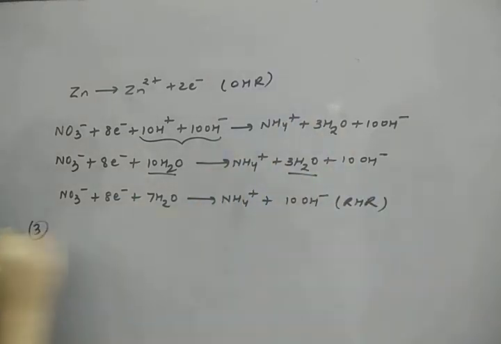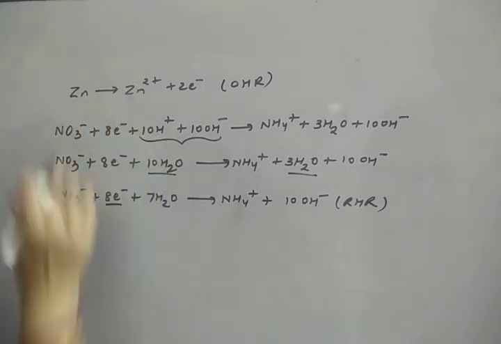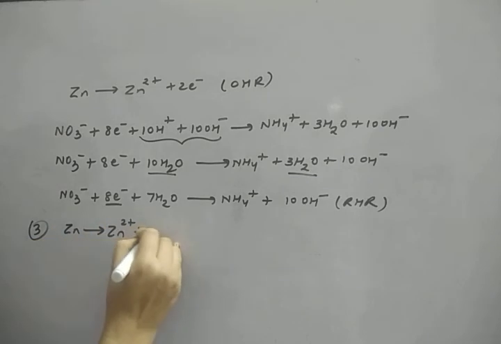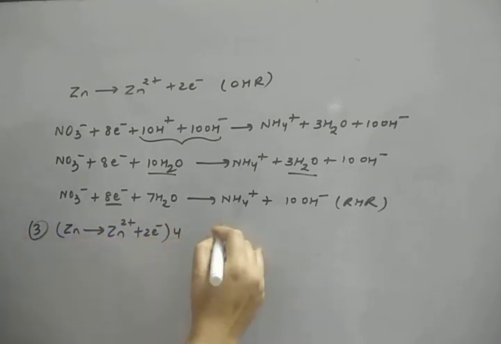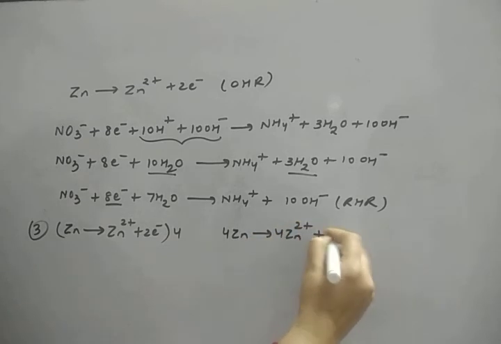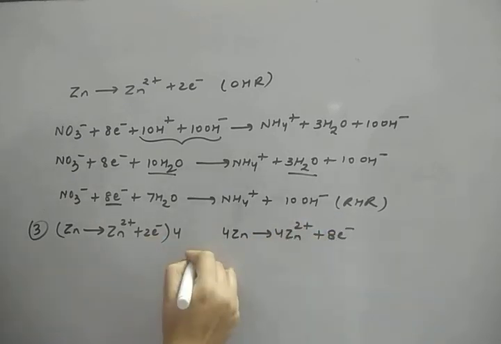Now, what is the third step? We have to add both the equations after multiplying by suitable integers. This equation is having 8 electrons, so I will multiply this equation by 4. If I multiply this equation by 4, it will be 4Zn gives 4Zn2+ plus 8 electrons. Now I will add both the equations. So this is my first part and the second part is this.